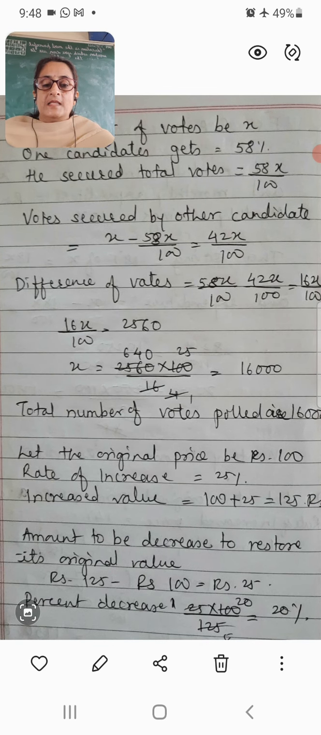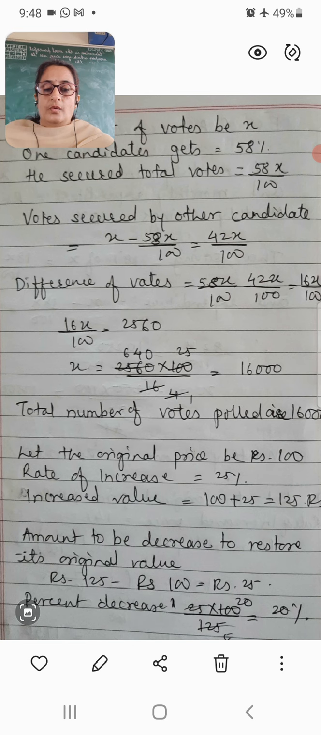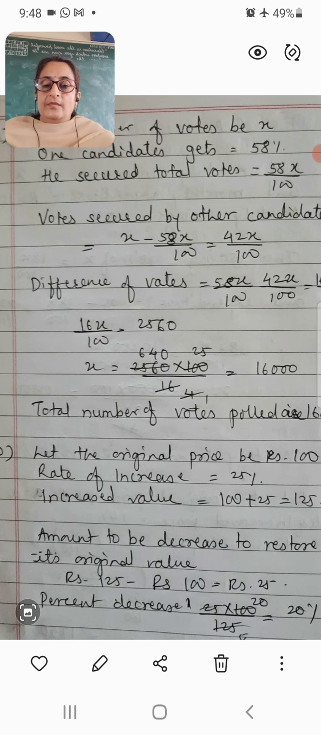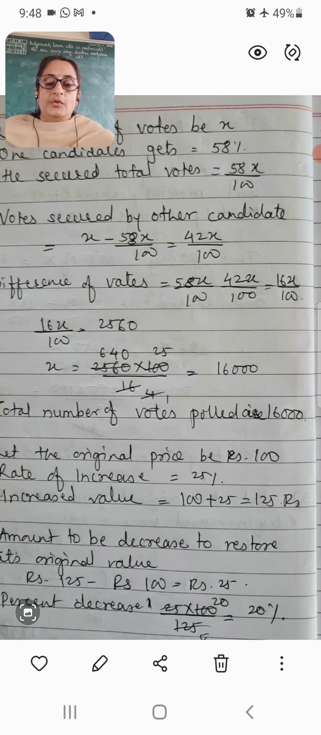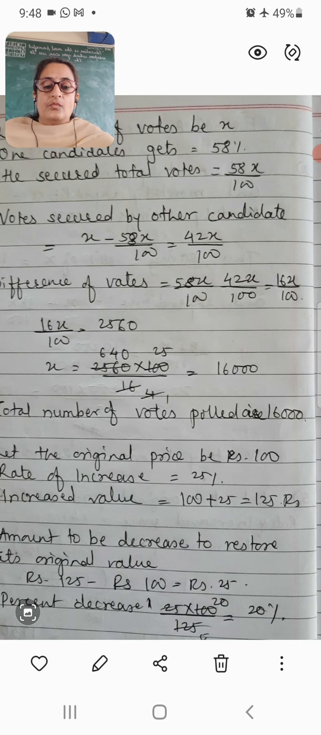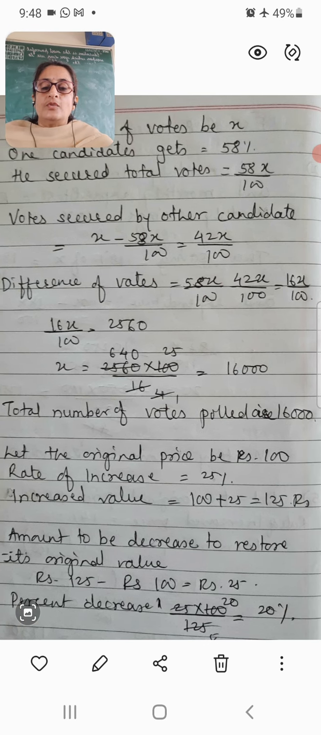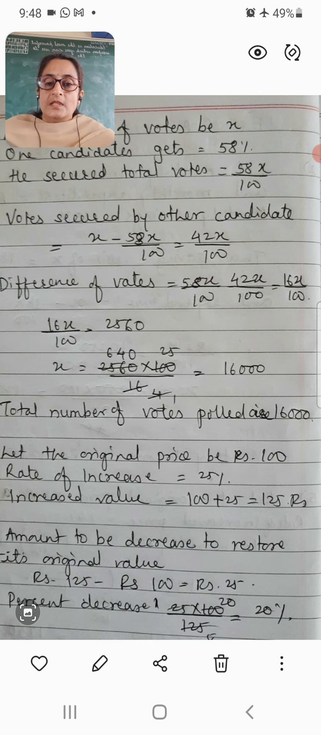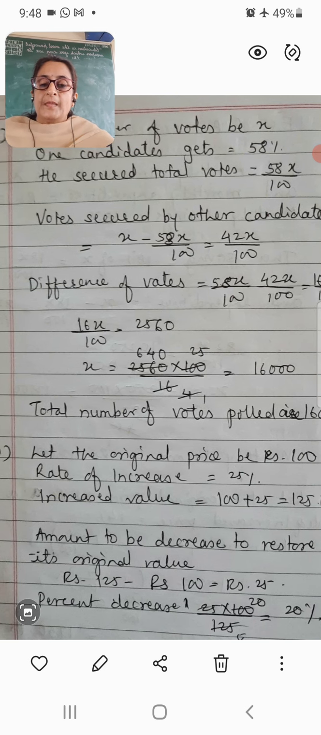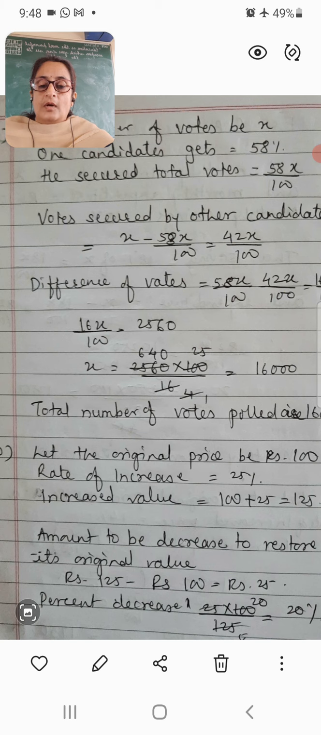Let the original price be 100 rupees because we don't know. Okay, if it is increased by 25%, the increased value will be 100 plus 25, that is, the new value after increasing is 125, right? Till here we got. Now the amount to be decreased to restore its original value. To restore the original price of 100 rupees, what do we have to do? We have to subtract. So 125 minus 100 gives rupees 25, which has to be decreased.